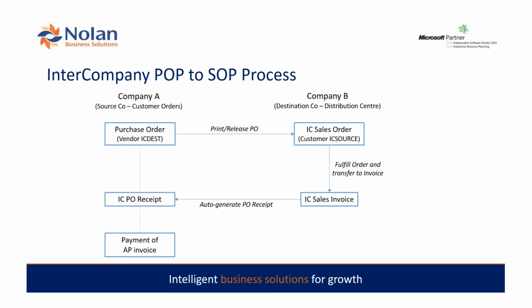Now with intercompany invoices sitting in both companies, Company A can process a payment on the AP invoice, which will automatically generate a cash receipt in Company B.